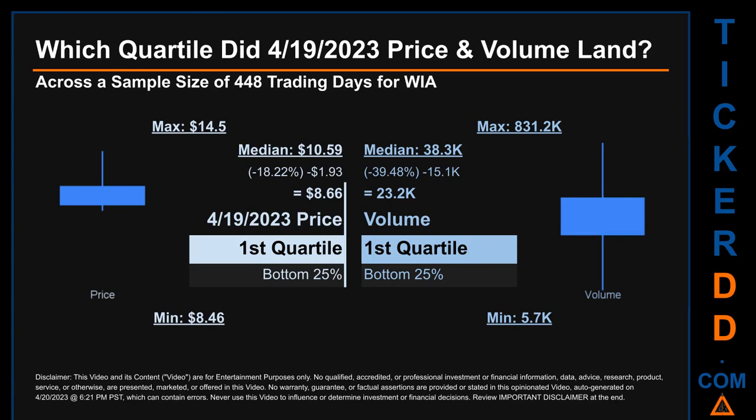Quartiles tell us about the spread of a data set by breaking that data set into quarters, just like how the median breaks the set into half. Descriptively, WIA has a median price of $10.59. Therefore, April 19, 2023 price was lower from that middle marker by 18.22%. The day's volume of 23.2 thousand was less than the median by 39.48%.